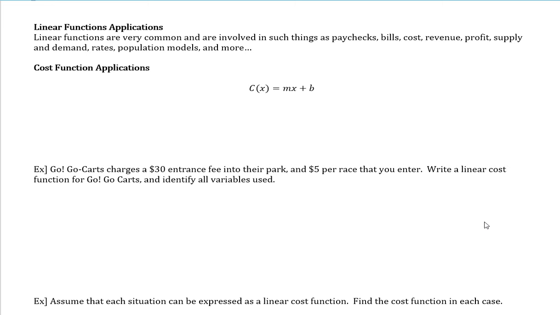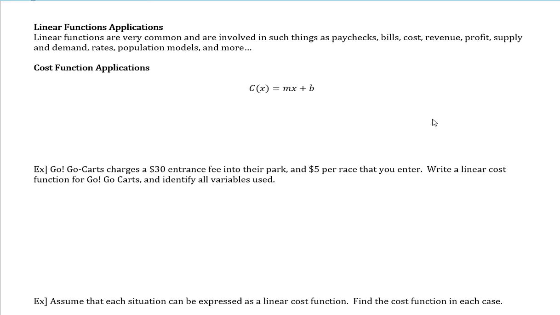Cost functions are often linear functions, and linear functions are very common. They are involved in such things as paychecks, bills, cost, revenue, profit, and so forth. But math books often like to focus on cost, so that's what we're going to focus on here. If they are these other types of scenarios, it is broken down in a very similar fashion. So let's take a look at our cost function form.